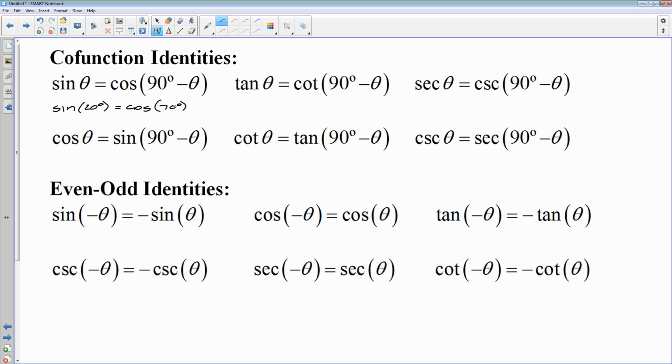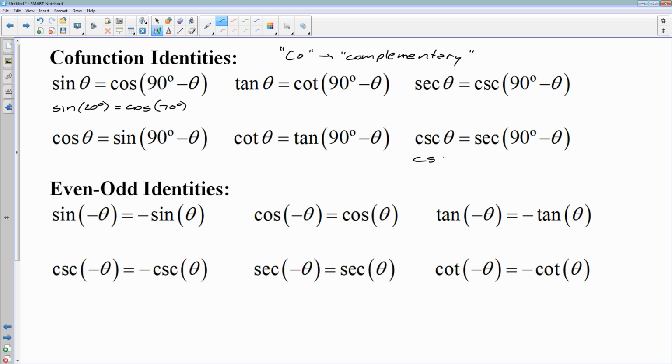Well, if you look at 20 and 70, those are complementary angles. If you remember back in geometry, two angles that add up to 90 degrees are complementary, and that's what the co stands for. The co in cosine, cotangent, and cosecant stands for complementary, which means if you're taking those, oh gosh, how do you spell complementary? Is this right? I don't know. So if you have sine and cosine of complementary angles, they are equal to each other. Same thing for cosecant and secant.